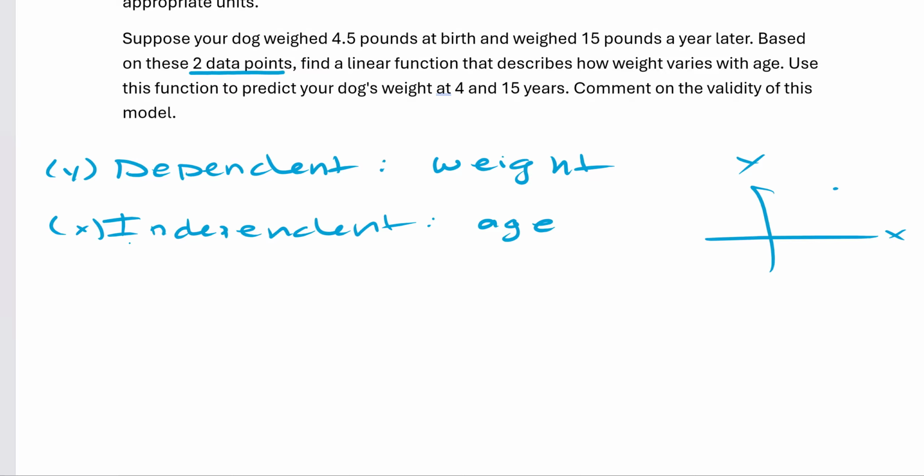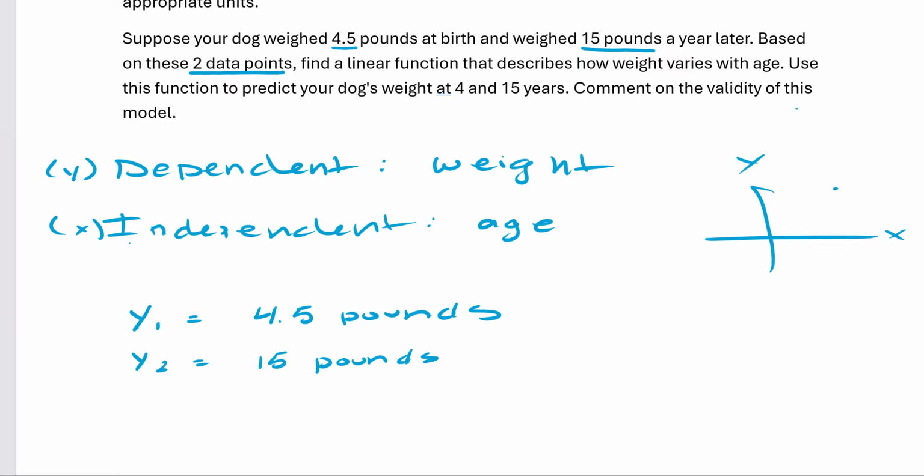So let's look at the weight. The first weight that I see is 4.5 pounds. So that is Y1. 4.5 pounds. There must be another pound value, which is going to be Y sub 2. And I do see another one, it says 15 pounds. So that is my second Y value.